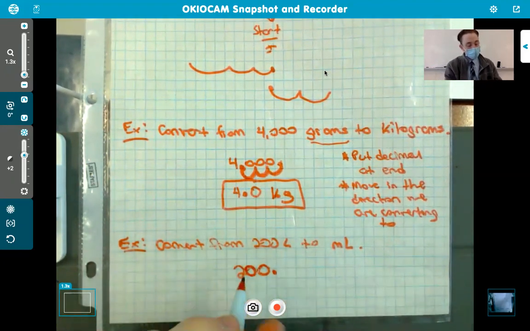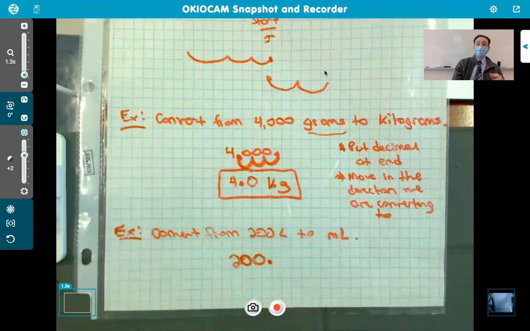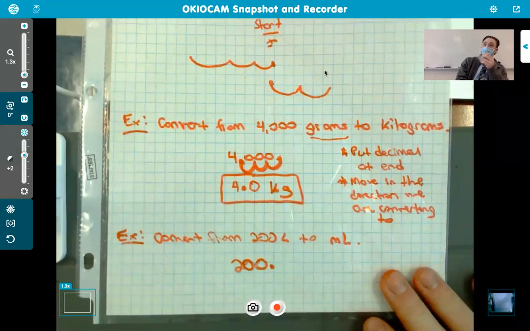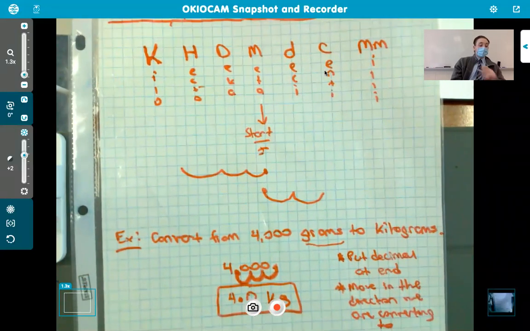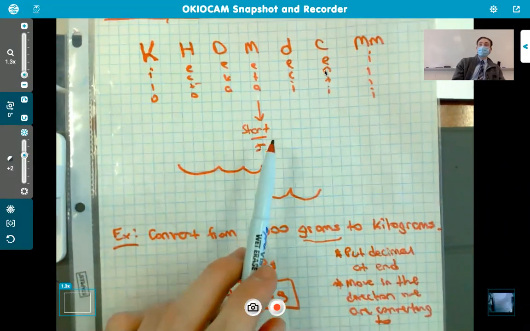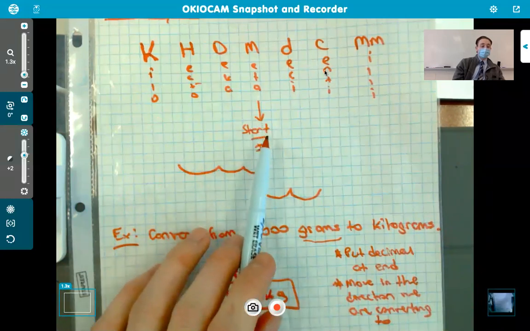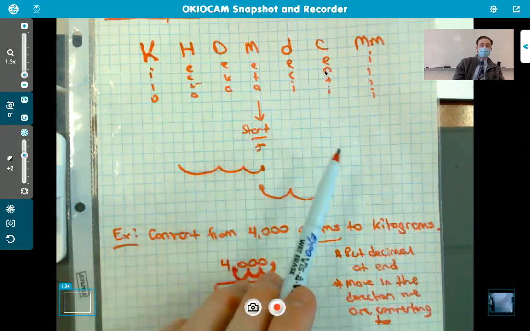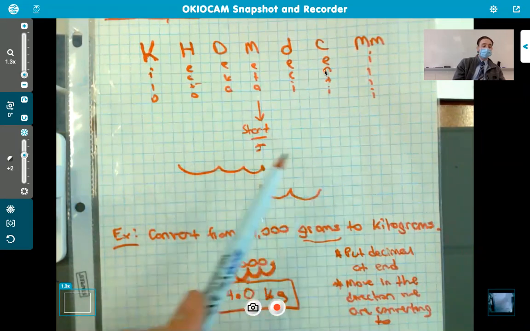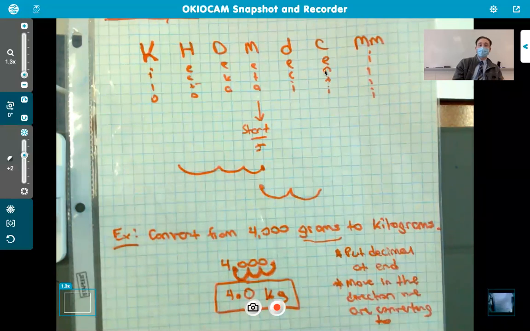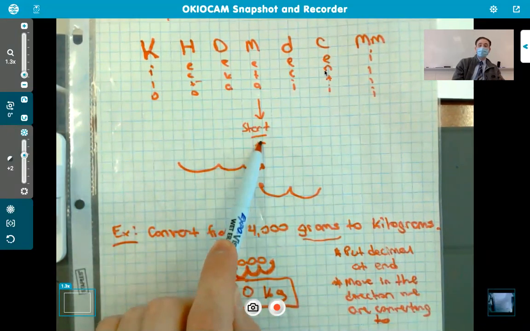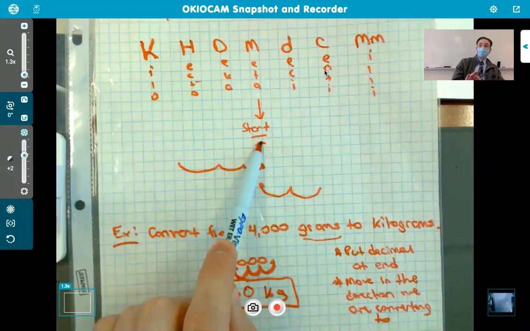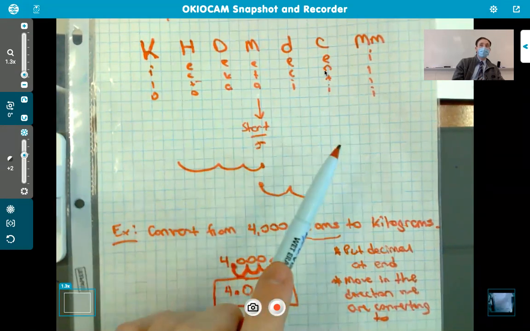So I write down my original number. I put the decimal point at the end. You always start there. Then now I'm going to work on converting. So liters is in the middle. That's another standard unit. Okay. How do I get from liters to milliliters? How many spaces do I have to move over, and in what direction? 3, okay. And in what direction? To the right.